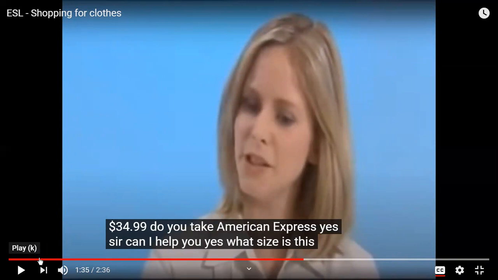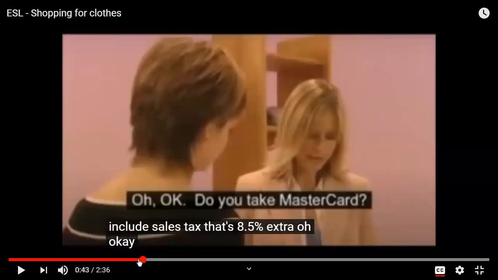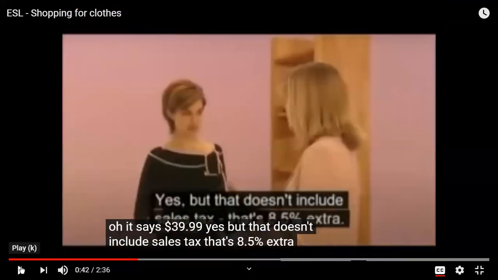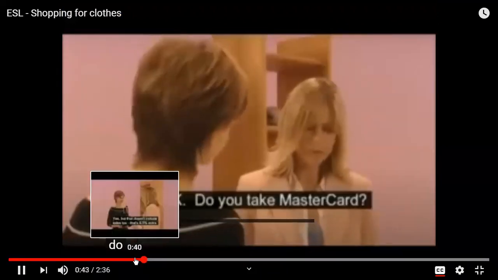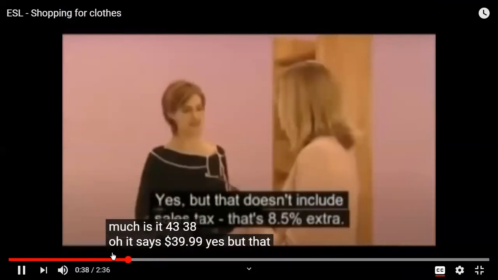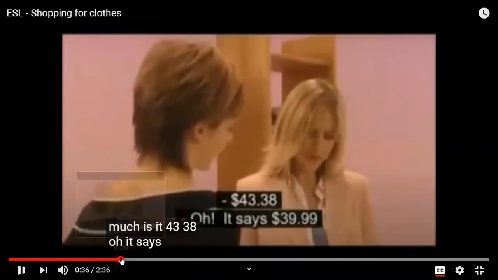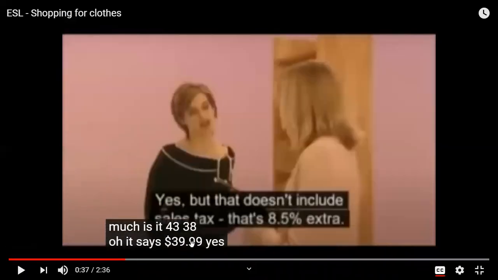Okay, now I want you to pay attention, guys, to this. How did she read the price again? Listen again. That's 8.5% extra. Yes, but that doesn't include sales tax. It says $39.99. Did you hear this? With no what? With no currency in this case.